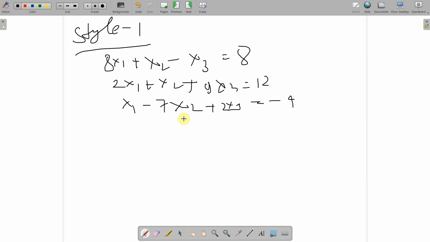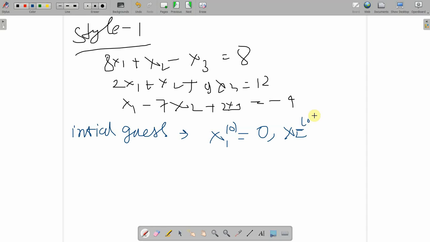Now I'll go for the first solution, the first assumptions. So I'll write our initial assumptions, or initial guess. What is the initial guess? For x1, you will be putting 0 in the superscript, in brackets. That means it's the 0th iteration, or the initial guess. The easy way is to consider x1 is 0, x2 is 0. So at iteration 0, everything is 0. You will be writing x1 at the 0th iteration, x2 at the 0th iteration, x3 at the 0th iteration equals 0.